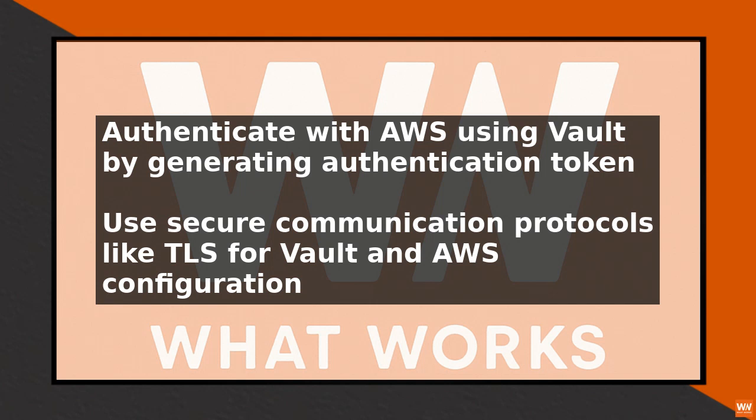In summary, securing Vault AWS Auth involves configuring the AWS Auth backend, creating an AWS Auth role, configuring the Vault AWS Auth method, and authenticating with AWS using Vault. By following these steps and best practices, you can ensure that your Vault and AWS infrastructure is secure and protected from unauthorized access.